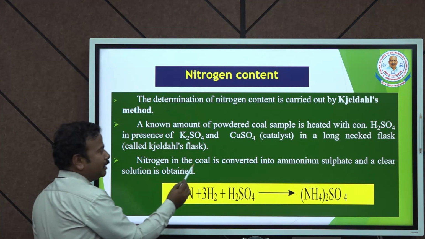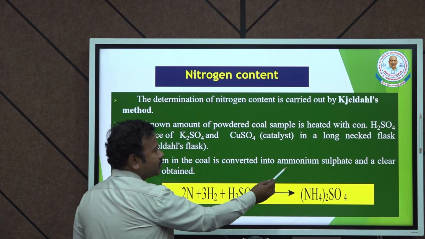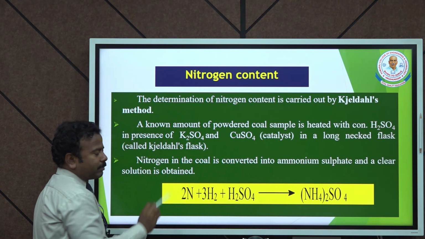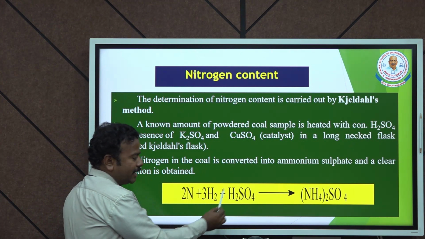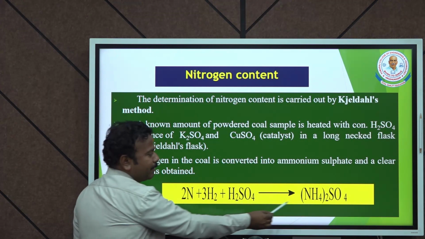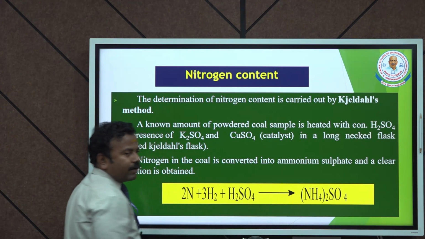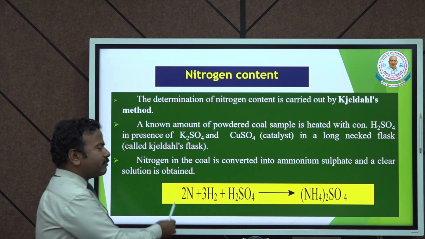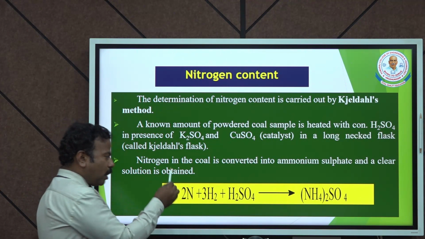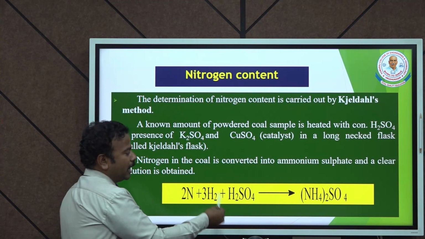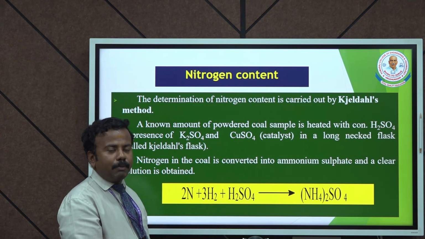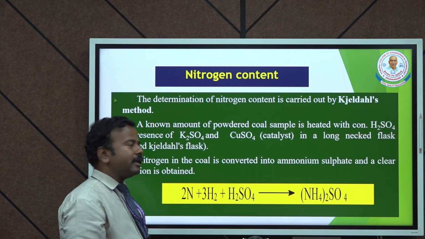So nitrogen in the coal is converted into ammonium sulfate and a clear solution is obtained. The nitrogen and hydrogen present in the coal sample react with the concentrated sulfuric acid and form ammonium sulfate as a clear solution. This is the first step of the reaction. So all the nitrogen, and some hydrogen present in the coal sample, along with the sulfuric acid, produce ammonium sulfate as a clear solution.